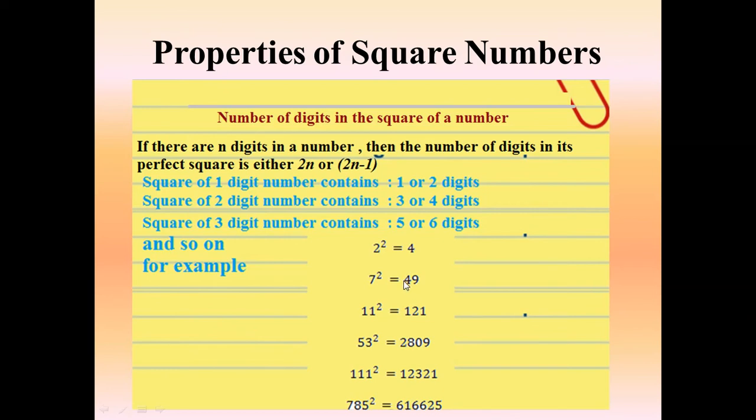Here are a few examples. 2 and 7, they both are single-digit numbers. So 2 square is 4 and 7 square is 49. Then 111 and 785, they both are 3-digit numbers. So according to our concept, its square must contain 5 or 6 digits. So it is now proved. 111 square is 12,321 and 785 square is 616,225. That means 6 digits.